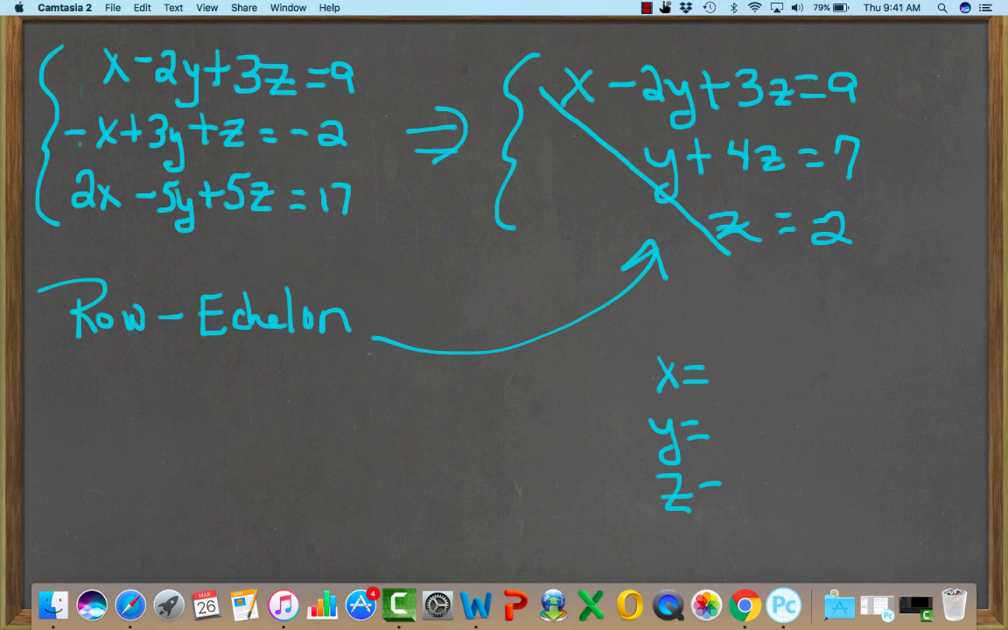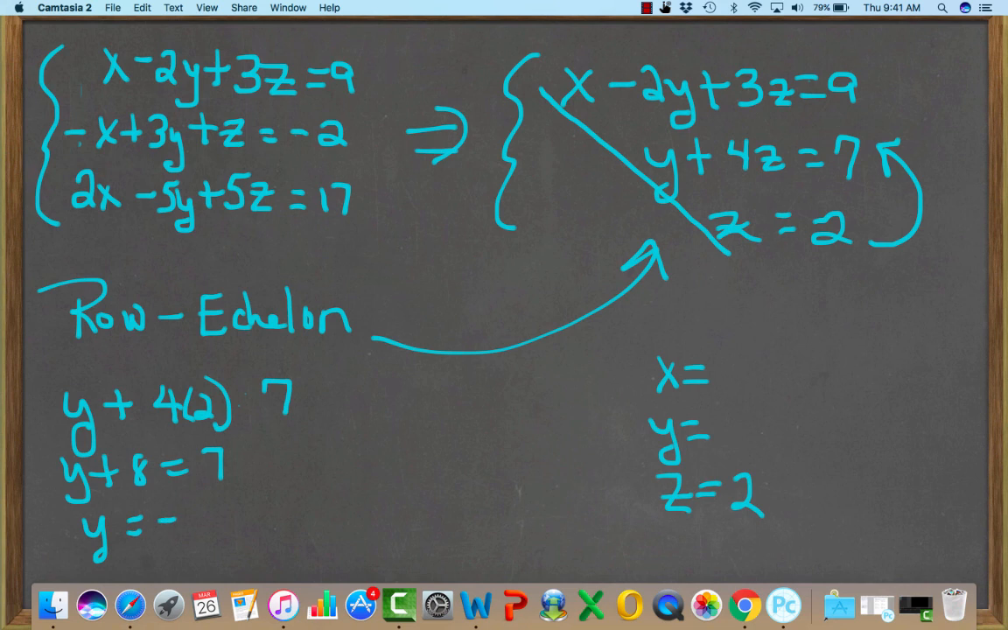So let's go ahead and look at what back substitution would mean. I'm going to take that variable, go back a step, and substitute it in. So I would get y plus 4 times 2, because z is 2, would equal 7. Well, that's y plus 8 equals 7, which means y has to be negative 1. And now I can back substitute those two and figure out what x is.